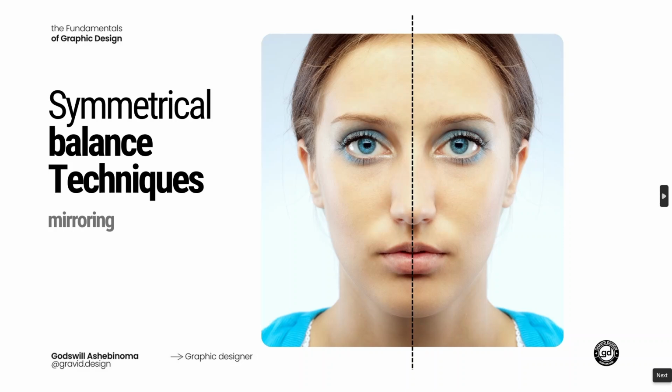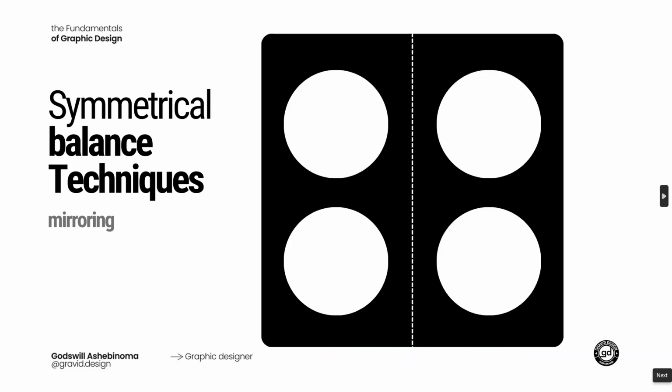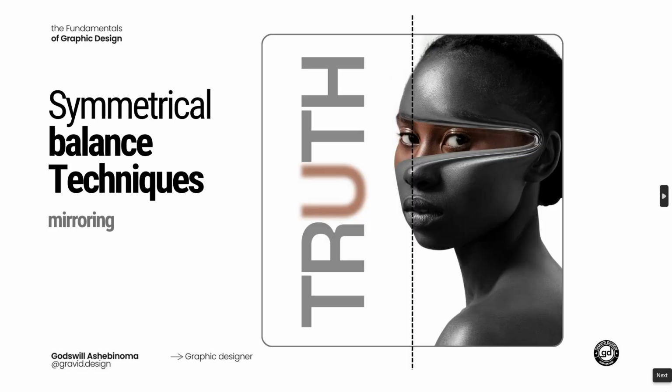So whenever you make a design, you want it to be symmetrical. Whatever is on the left, make it appear on the right. Whatever is on the top, make it appear on the bottom. So everything is really balanced. You can see here, left and right balanced, top and bottom balanced. You can use this technique: place your image on the left, and make sure that the text you're placing on the right is heavy enough to balance the image.